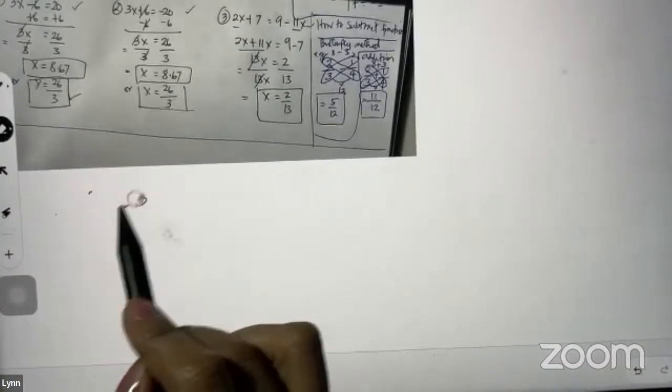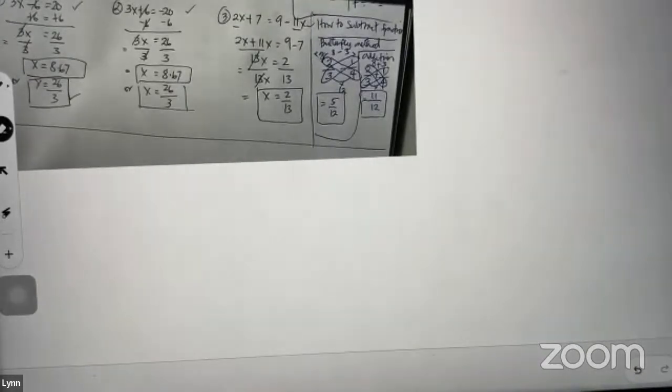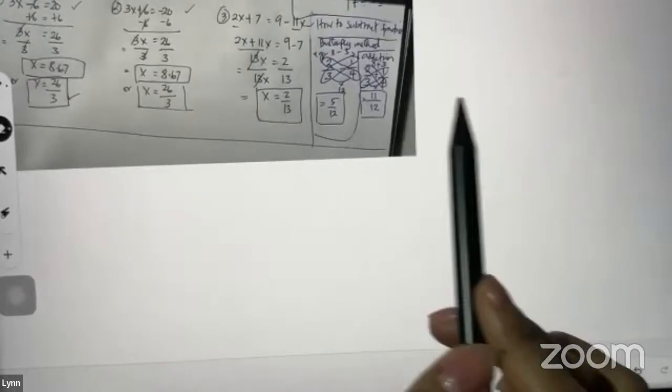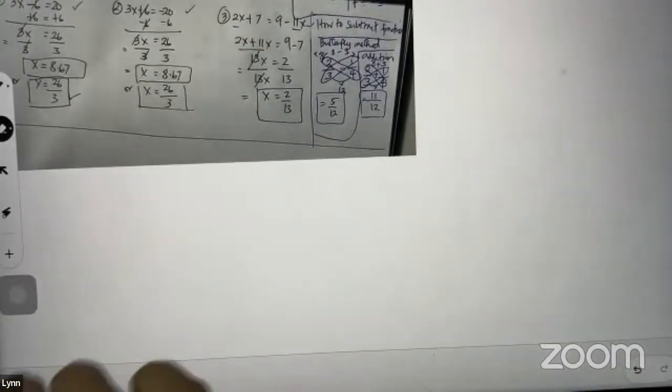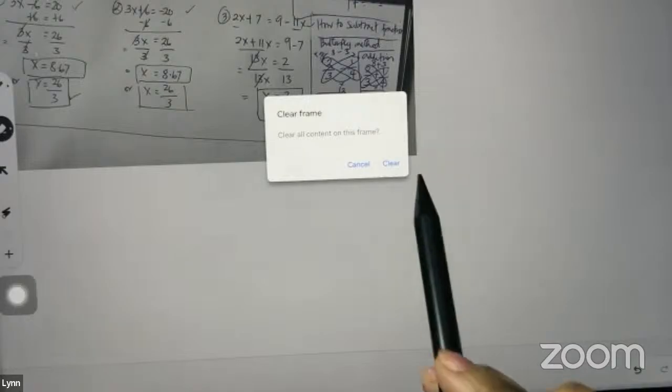Okay, you can erase everything also. Give it a try. There's a menu. If you click the menu, you'll have more. Click the eraser. See, clear frame. Try clear. Okay, then it's gone, right?